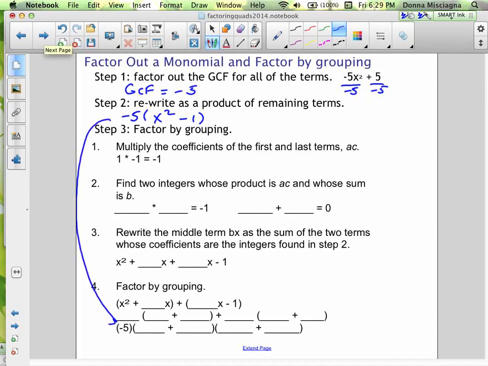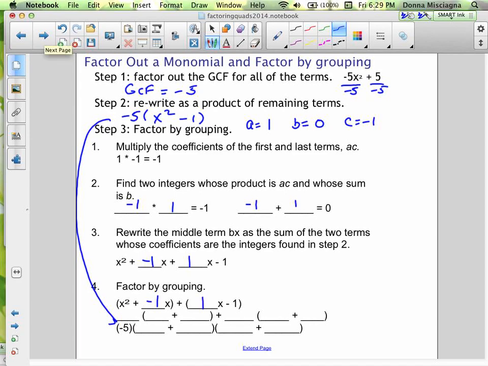All right, and our a is 1. Notice there's no x term. That means b is 0, and our constant is negative 1. 1 times negative 1 is a negative 1. We need two numbers that multiply to give us a negative 1 and add to give us 0. They have to be opposites of one another, negative 1 and 1. All right, so x squared minus x will be one group, and x minus 1 will be the other.